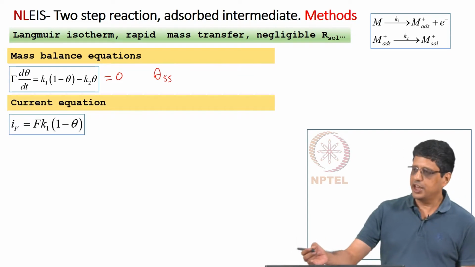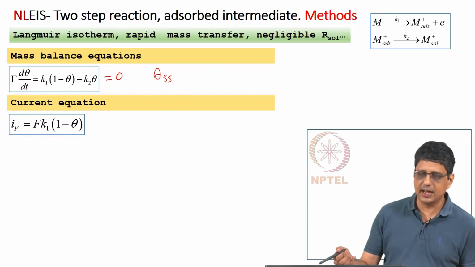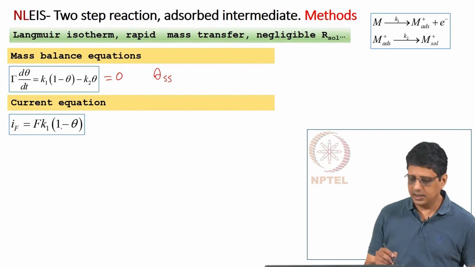And the first reaction is an electrochemical reaction, second reaction there is no charge transfer. So, it is just a chemical reaction. So, the Faraday current can be written as Faraday constant multiplied by the rate of the first reaction, and the rate of the first reaction is K1 (1 minus theta).